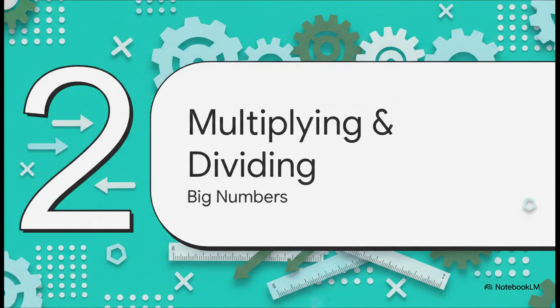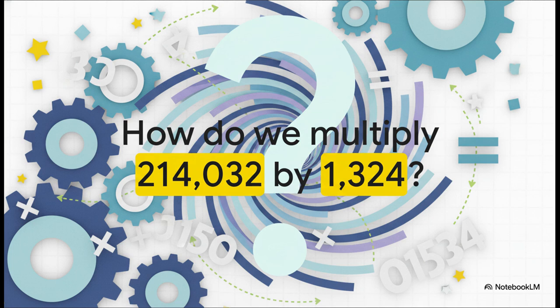Moving right along to multiplying and dividing big numbers. Let's pull out the next tools in our math toolbox. Now here's a tricky one. How do we multiply 214,032 by 1,324? When a multiplication problem has this many digits, it's so easy to get confused or lose your place entirely. How on earth do we tackle it?